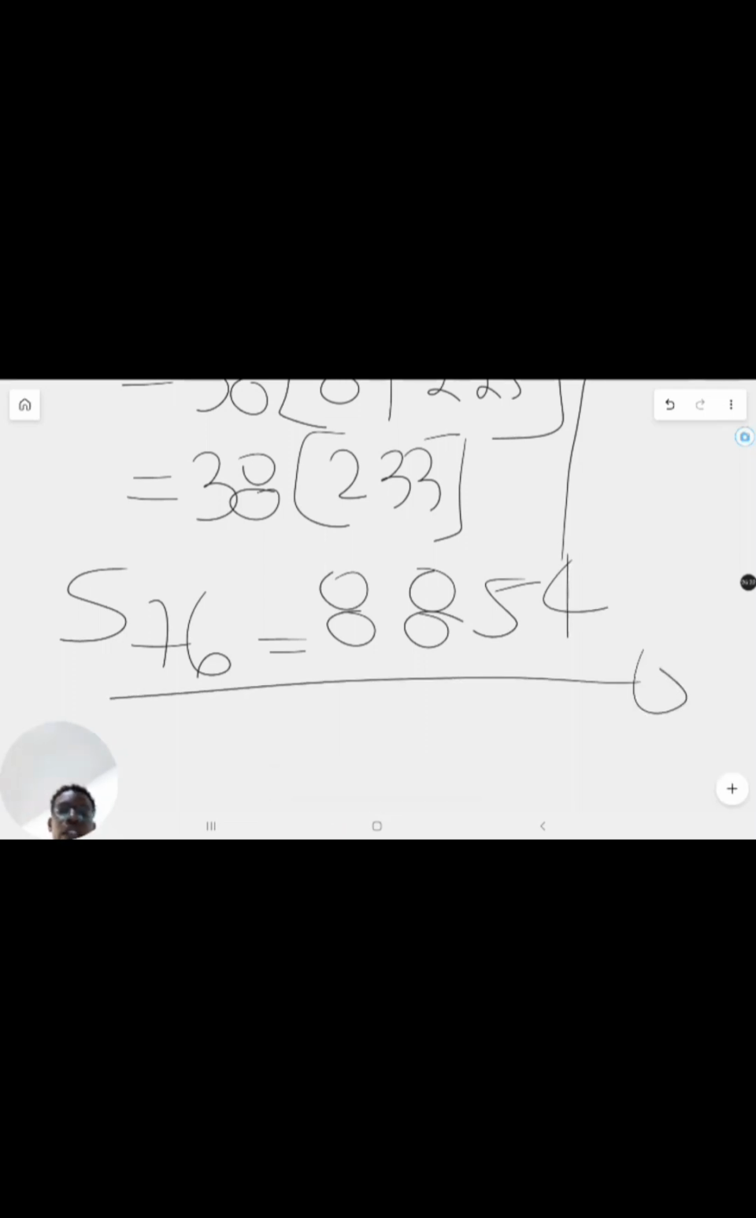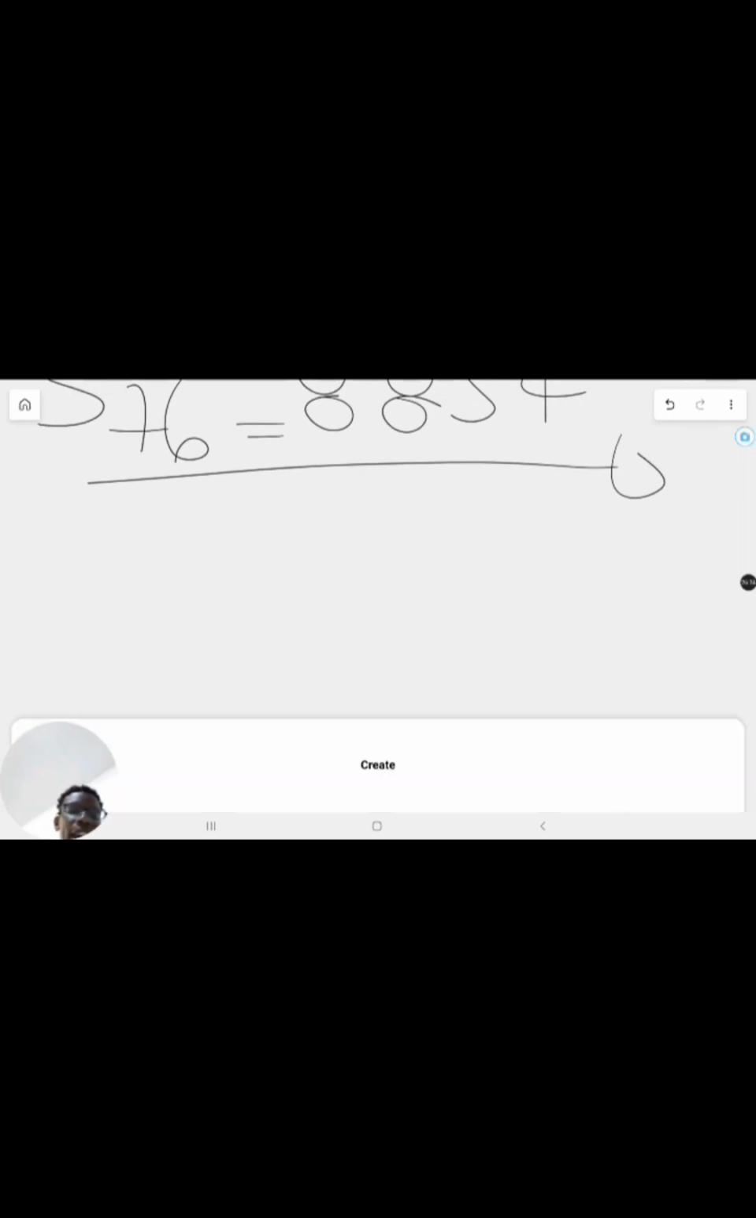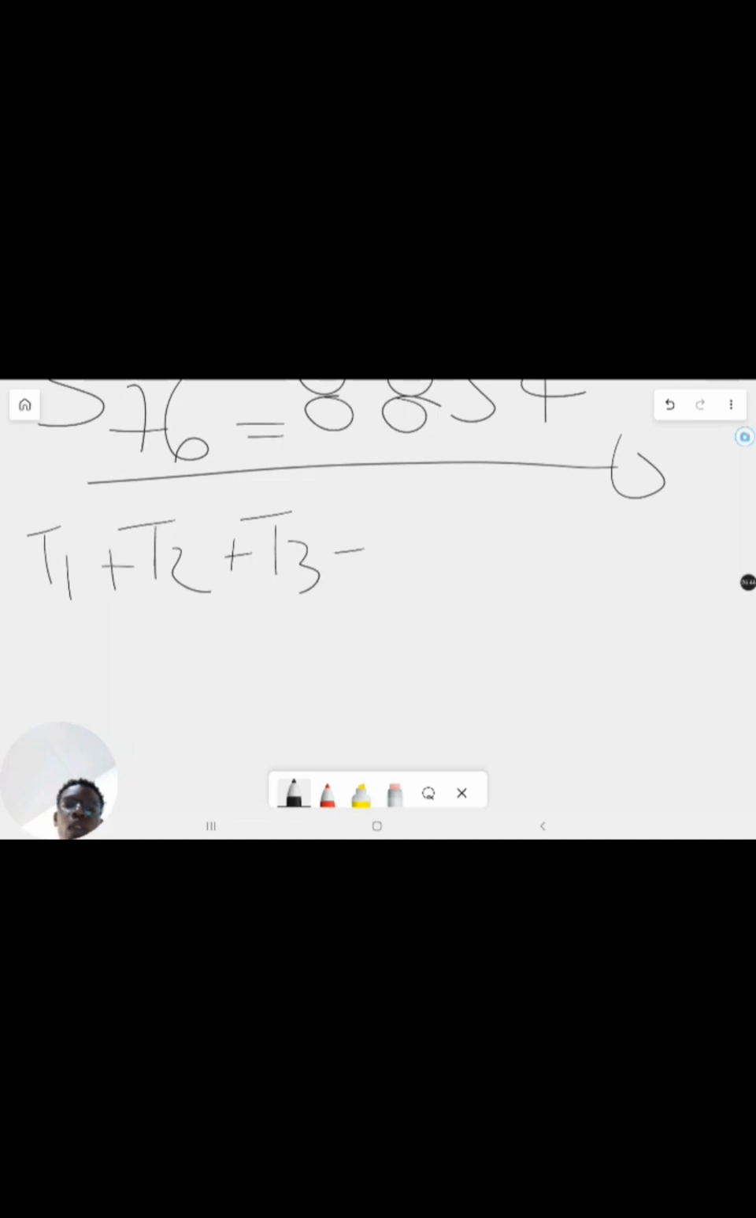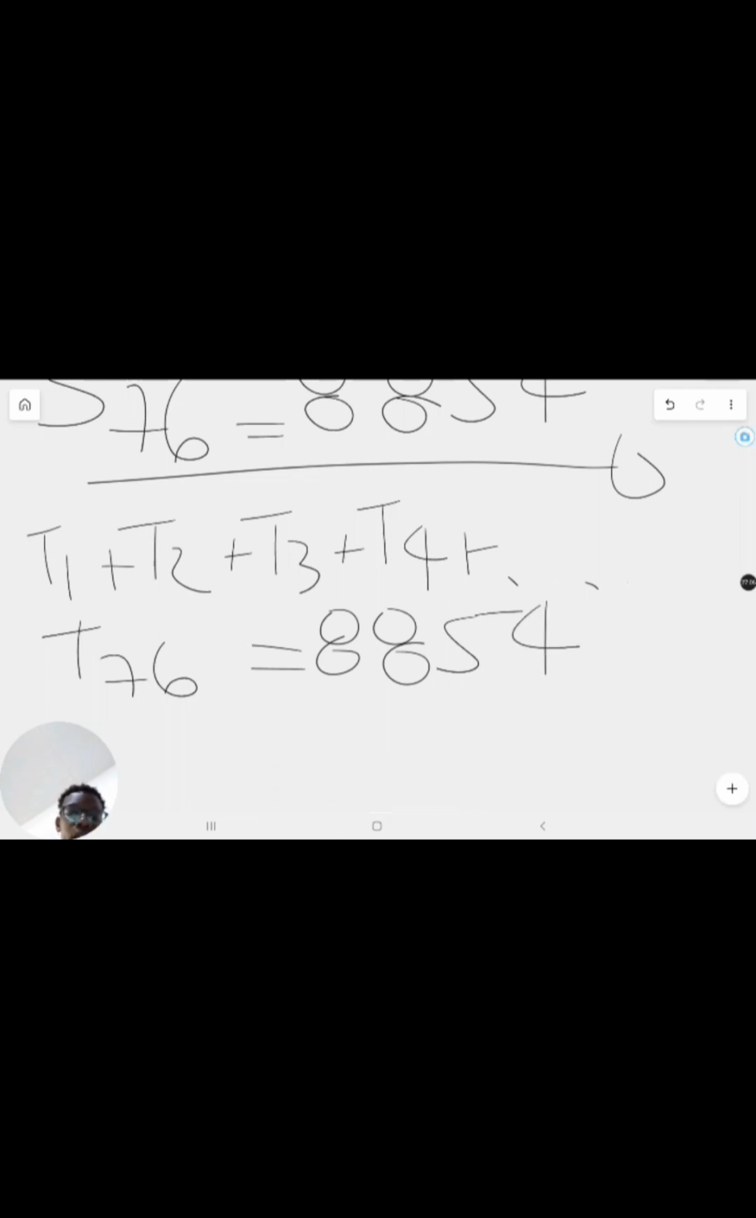What does this mean? This means that if I say term 1, plus term 2, plus term 3 for the series that we're working with, plus term 4, plus term 5, term 6, term 7, term 8, term 9, term 10, term 11, up until term 76, if I take all those numbers and I add them up, then I will get 8,854.